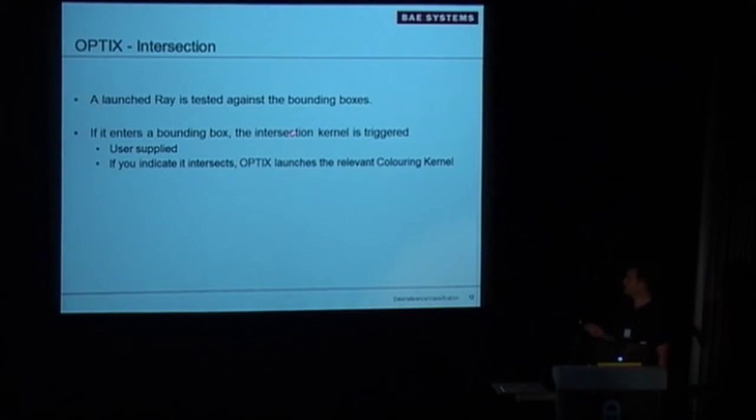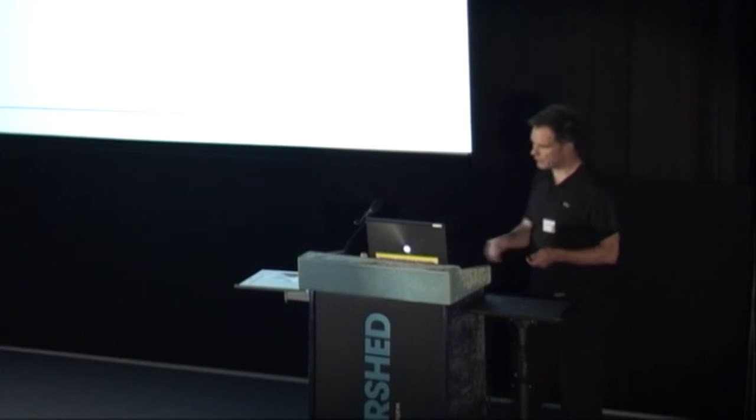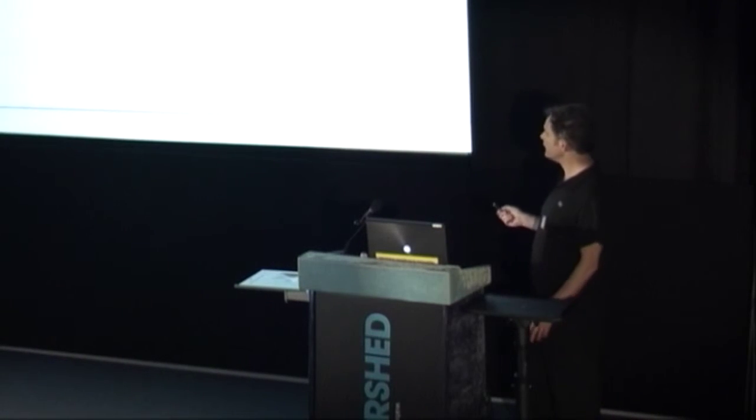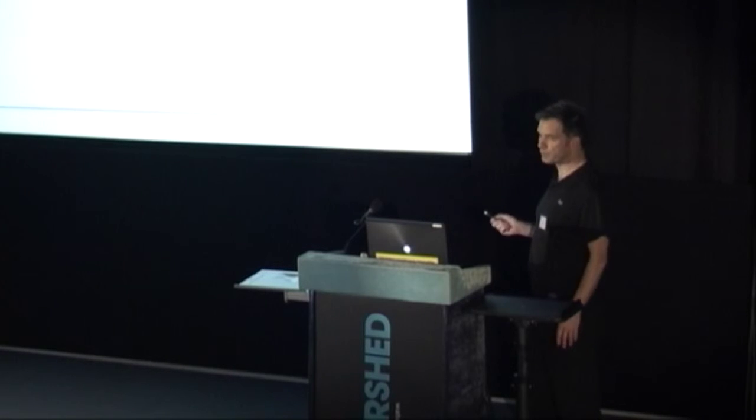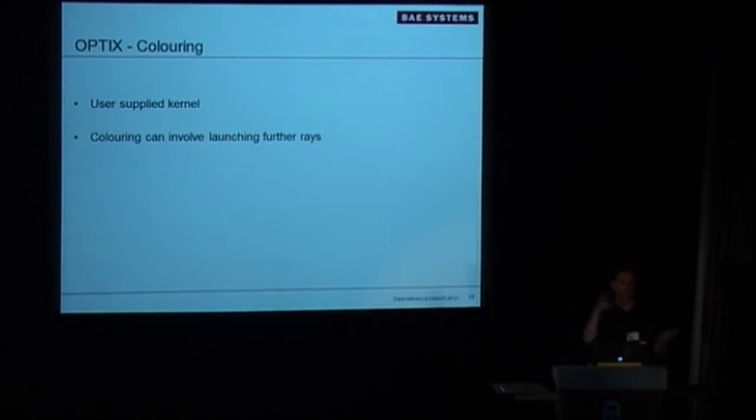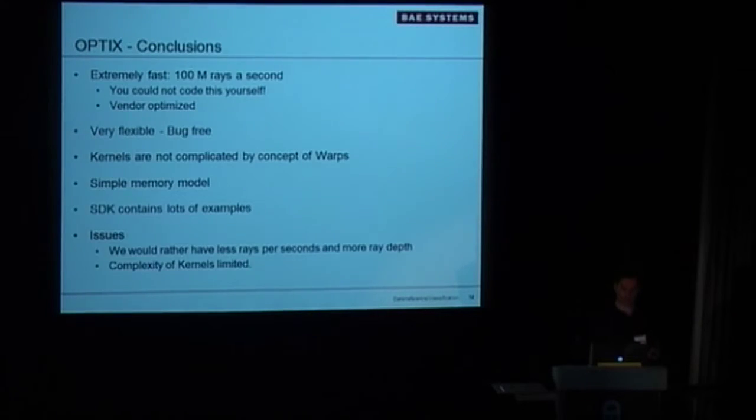Again, a ray is tested against the bounding box. If it enters the bounding box, then my intersection kernel is triggered, user supplied, and if I say it intersects, then OptiX launches my colouring kernel. User supplied, and the colouring can involve further rays, like the scattering problem, the shadow casting problem.